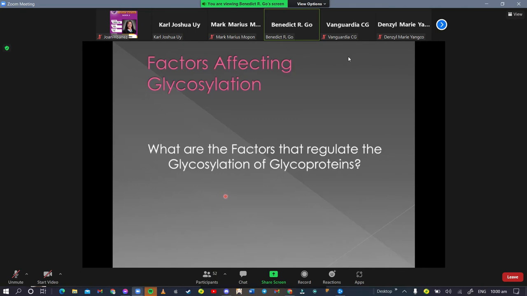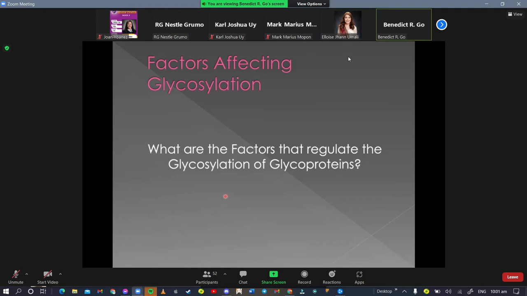Hi, L. Can you give the last two? Yeah, the last two would be the presence of suitable acceptor sites in the proteins, and the protein transferase.